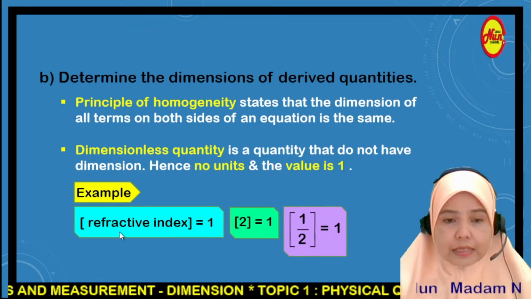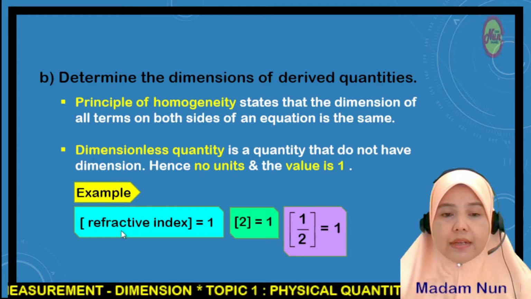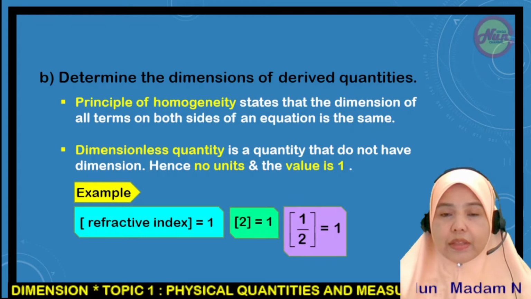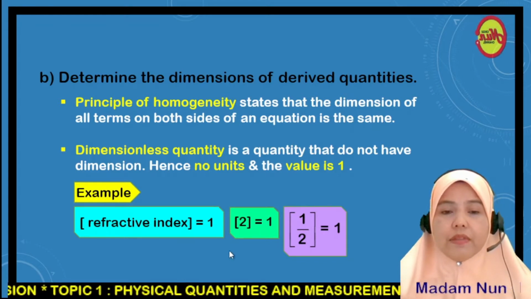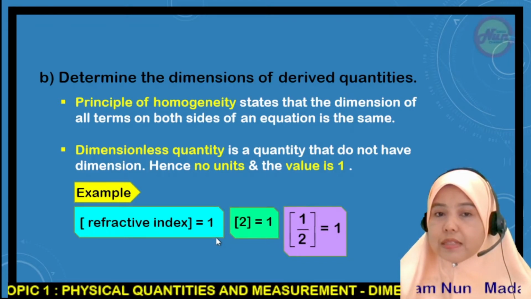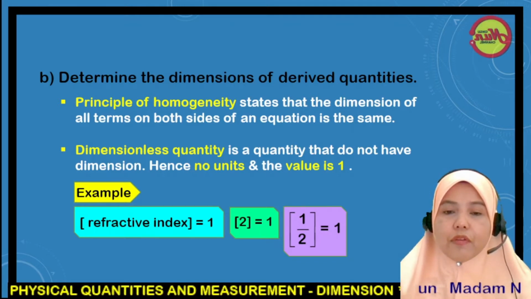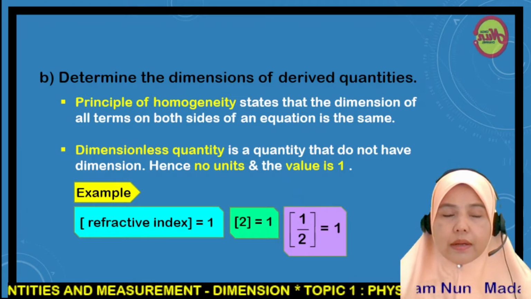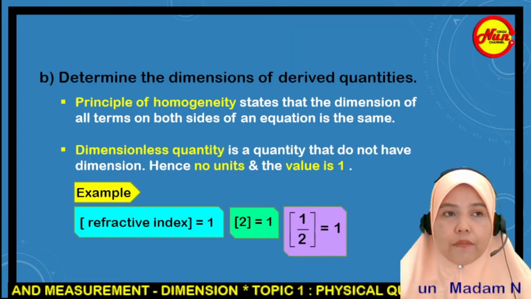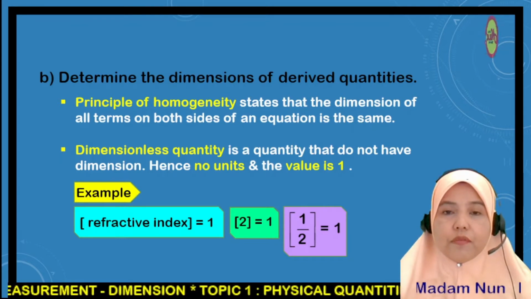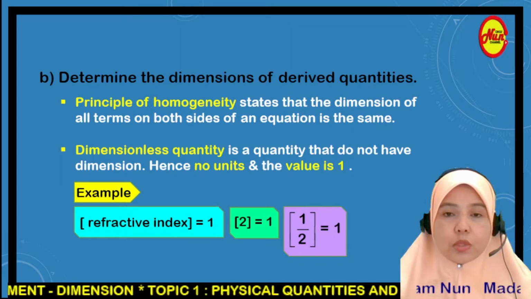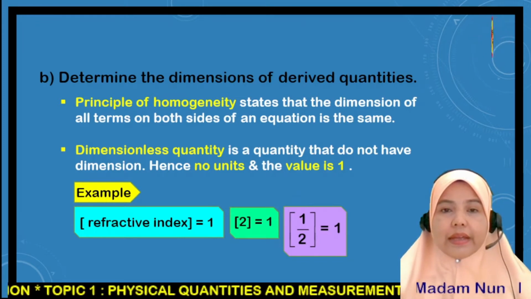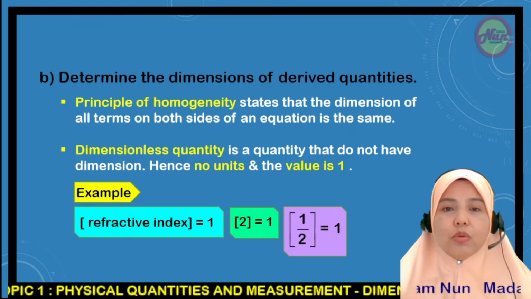Here I give you a few examples. We have the refractive index. The dimension of the refractive index is equal to 1 because the refractive index has no dimension, right? And if you have a number in an equation, for example the number 2, we can refer to the kinematic equation, which is v squared equals u squared plus 2as. The number 2 inside the equation has a dimension value equal to 1.